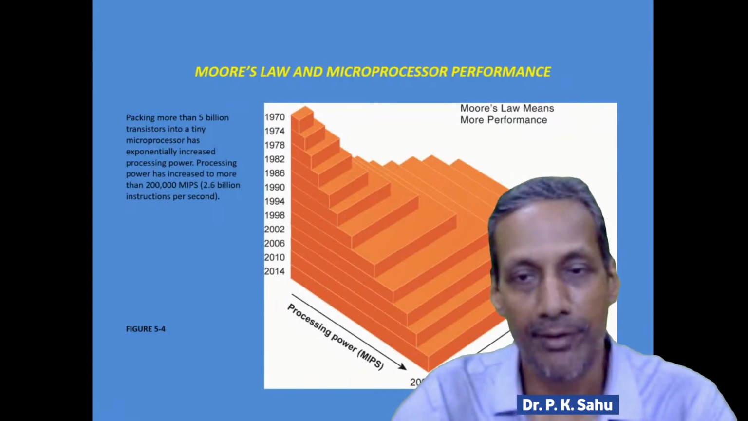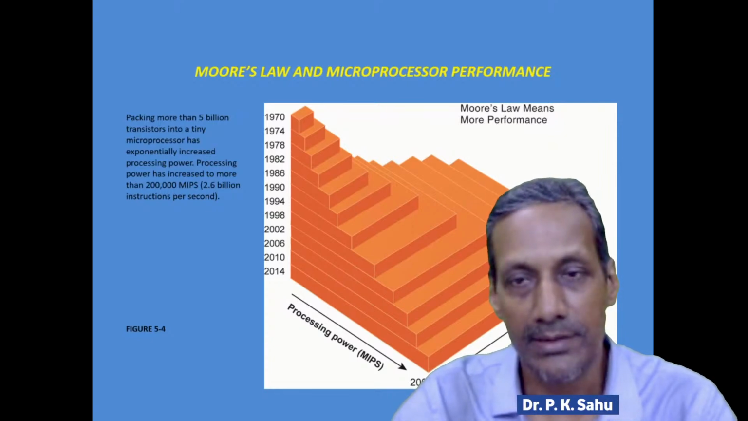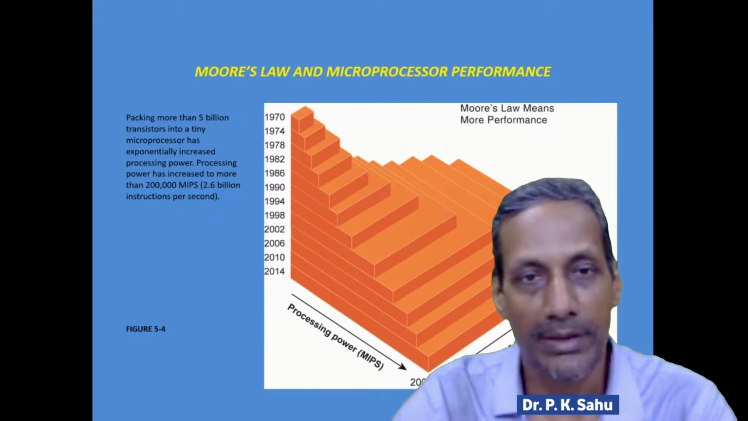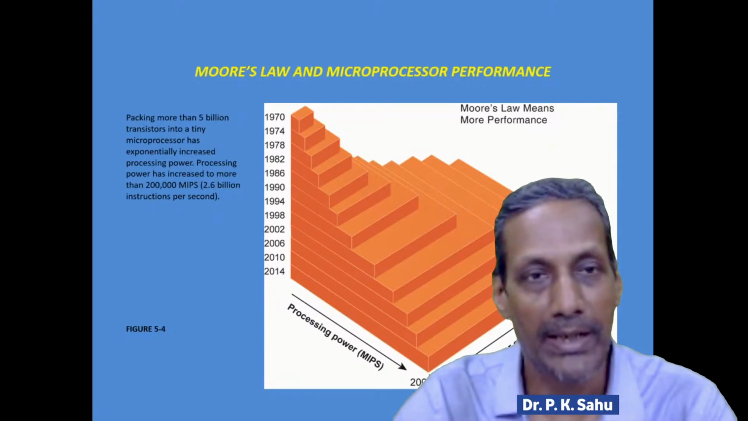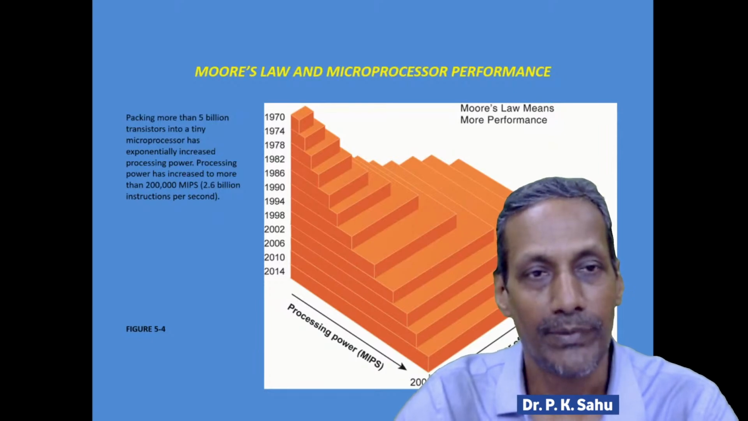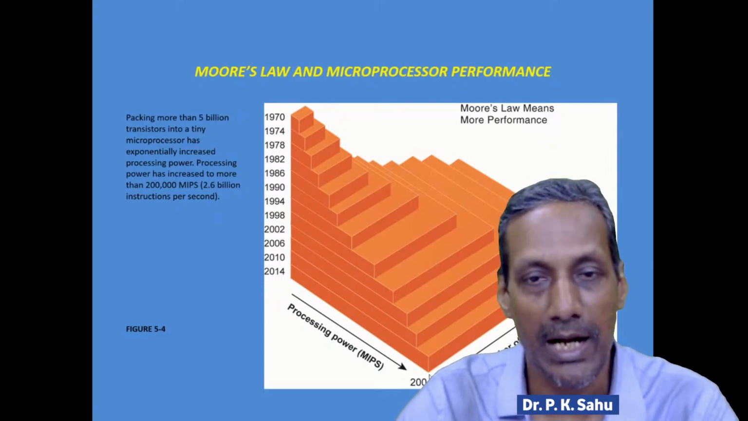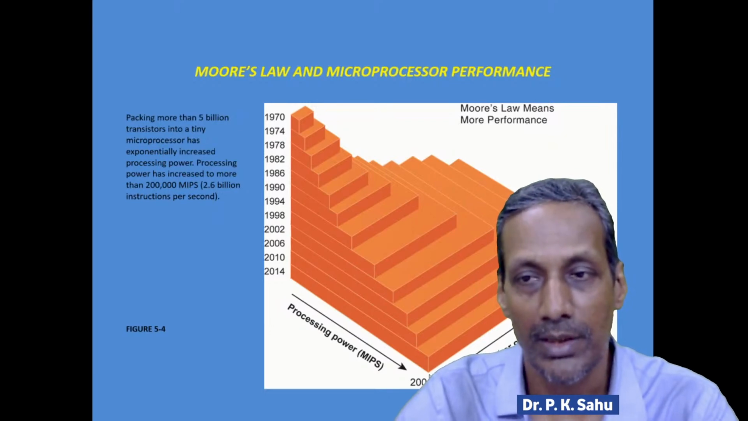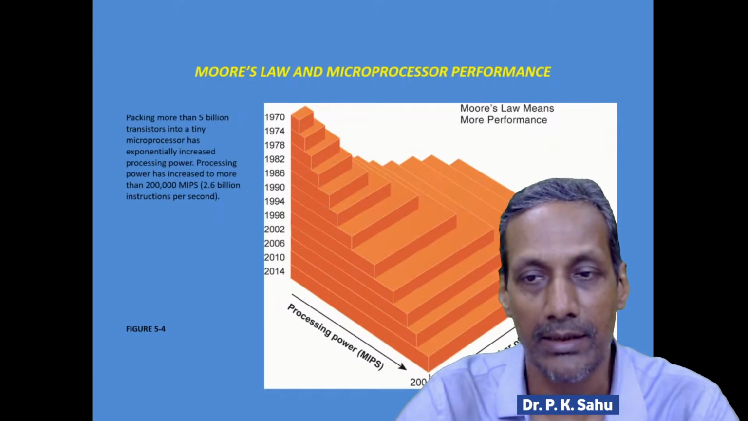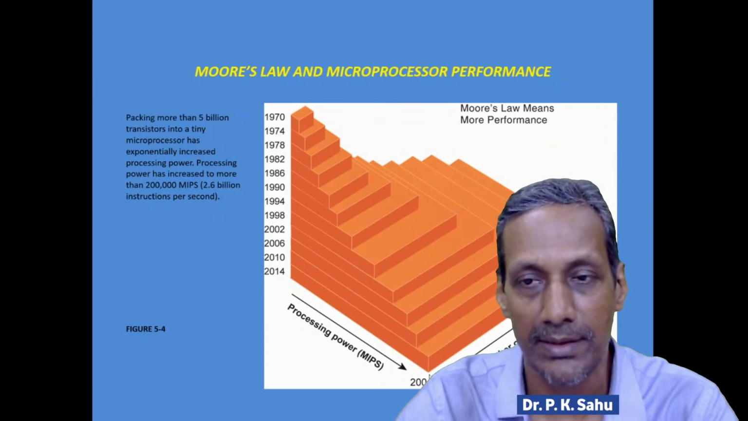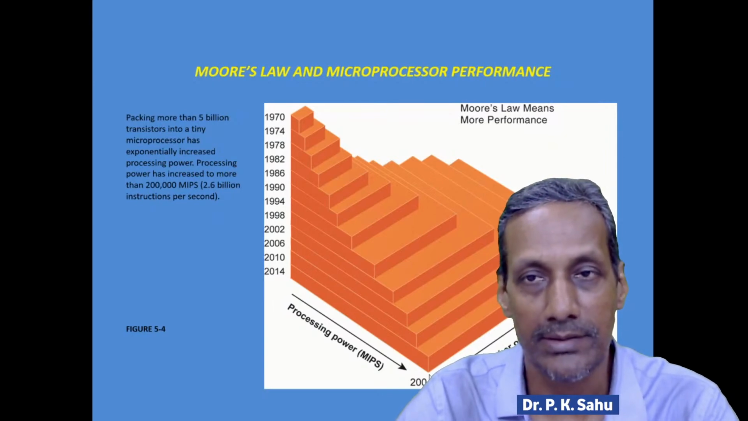This gives a graphical representation of what I said just now. Number of transistors is growing, processing power is growing. If you take a look, packing more than 5 billion transistors into a tiny microprocessor has exponentially increased processing power. The processing power has increased to more than 2.6 billion instructions per second. So you can imagine how fast today's computers have been processing data and generating the all-important information which assists managers in their decision making.